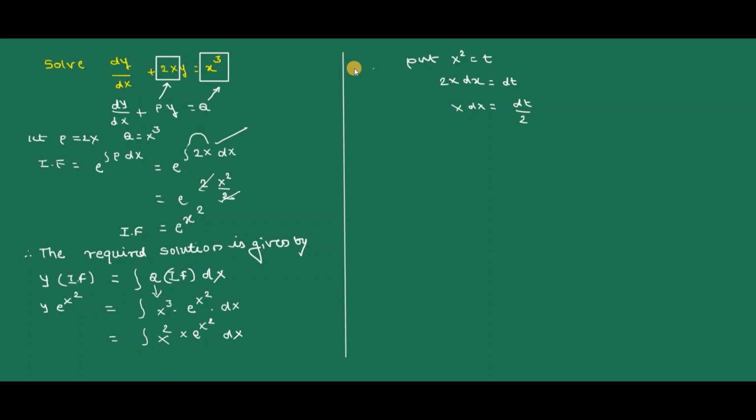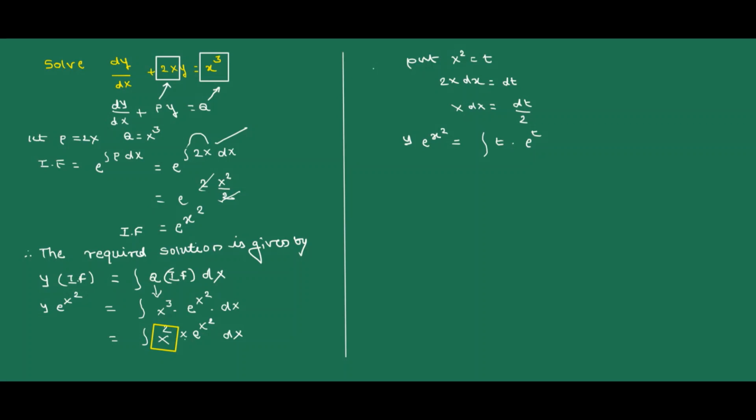So what we can write is y into e raised to x square is equal to integration of, what is the value for this x square? x square I have taken as t. This is the t value, into next, e raised to x square, whose value is t.